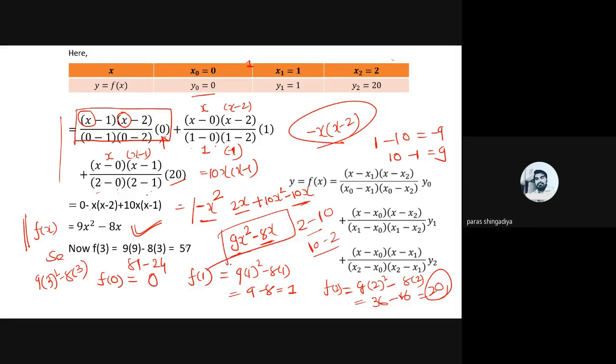Okay, so 9x square minus 8x, that is our required equation, and after that you can verify this equation by using these three values given in the question. When we put x is equal to 0, we get y is also 0. So check this value in this equation: put x is equal to 0, then the function output should be 0. That is true. Now put x is equal to 1 in this equation. 9 of 1 square minus 8 of 1, so 9 minus 8 is 1. And now put 2, so you will get the answer 20.